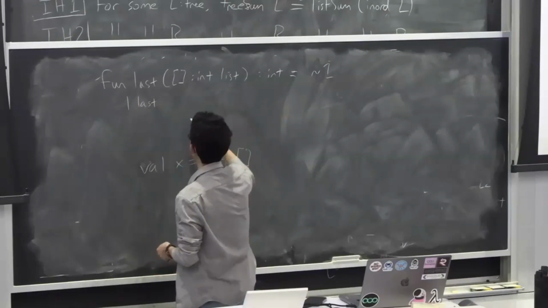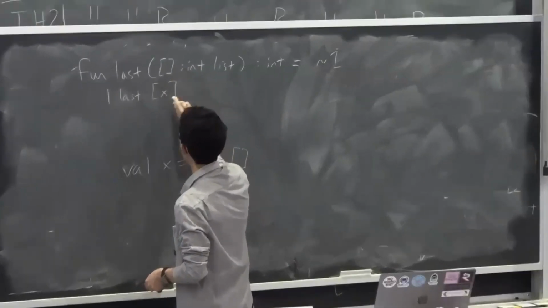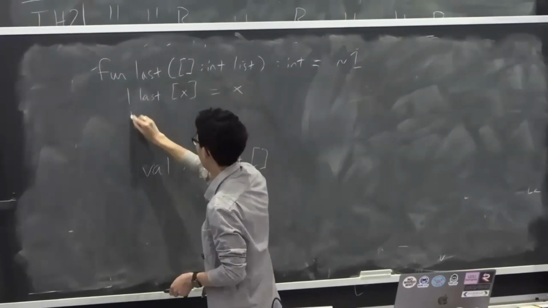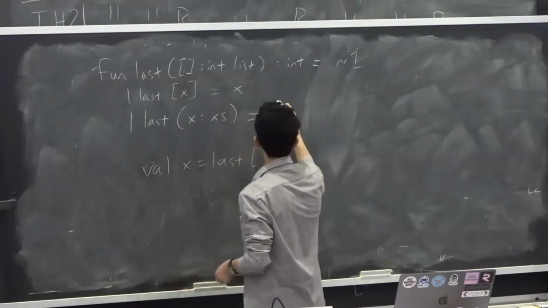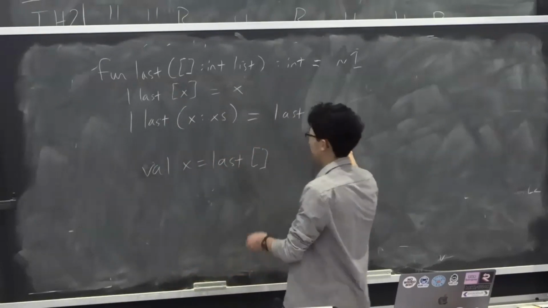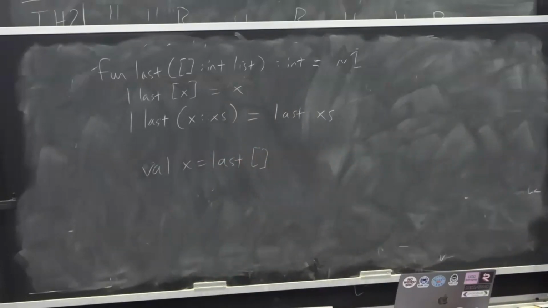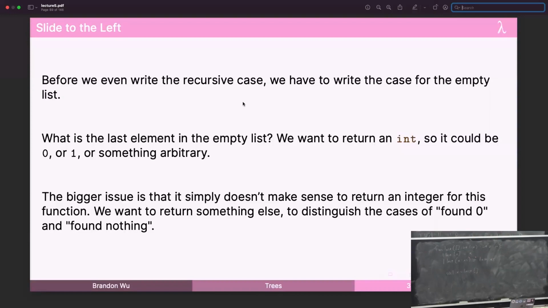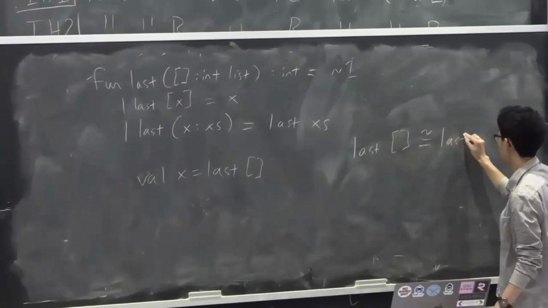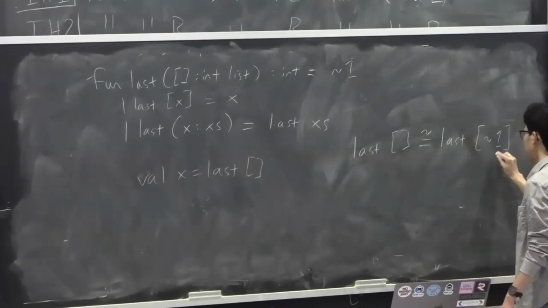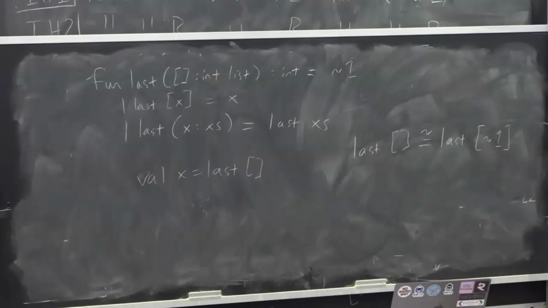So if we wrote that we return -1, well, I also want that last of the singleton list is going to be that element. And then last of x cons x's is last of x's, right? I'm going to recurse on the rest of my list because I don't care about the first element. But now there's ambiguity between if the list is empty and if the list was the singleton of -1. Basically, I'm showing you that last of nil is essentially equivalent to last of the singleton list of -1. This is ambiguous. A person using this function doesn't know which case they're in. So let's not do it.